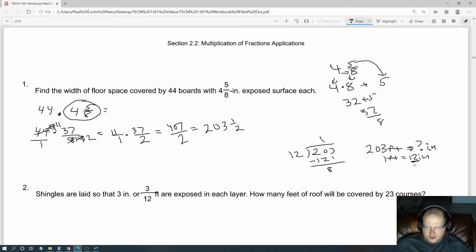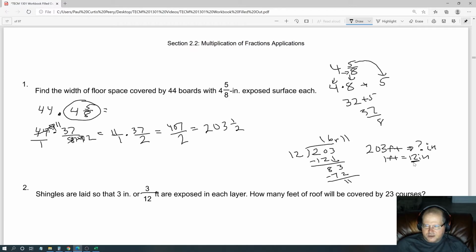Does 12 go into 8? No. Bring down the 3. Then you'd say 12 goes into 83. How many times? You could say it goes in there 6 times. 6 times 12 is 72. And you would say 83 minus 72 is 11, and 12 does not go into 11, so that is the remainder. So that gives you 11.